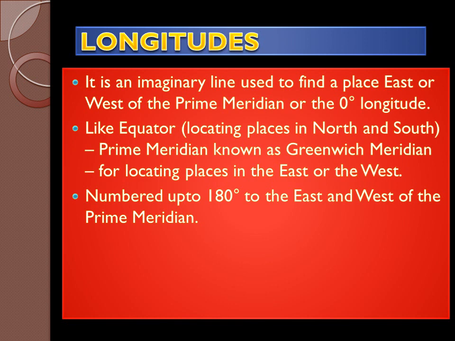Now when we talk about latitudes, we can see the latitudes till 90°. On 90° we have poles. So till 90° we have latitudes. But when we talk about longitudes, we have longitudes numbered up to 180° to the east and west of the prime meridian.